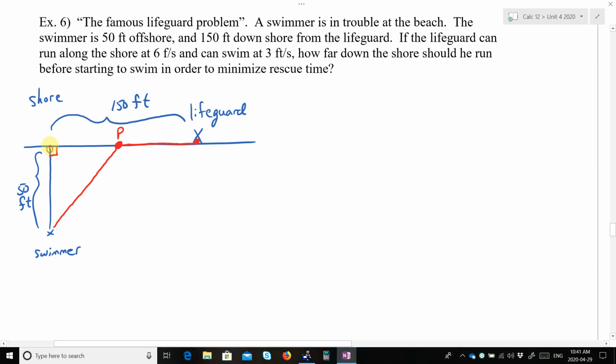Okay, so what you do is make this x. This is 150 minus x. This is the distance he has to swim. d squared is equal to x squared plus 50 squared, so d would be the square root of x squared plus 50 squared. And this is the distance he has to run.